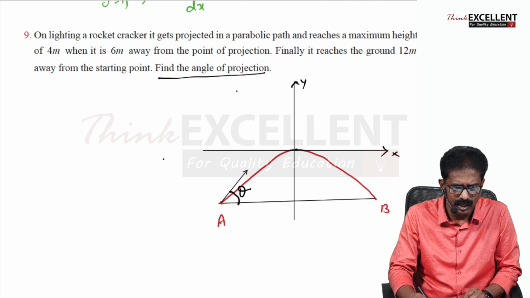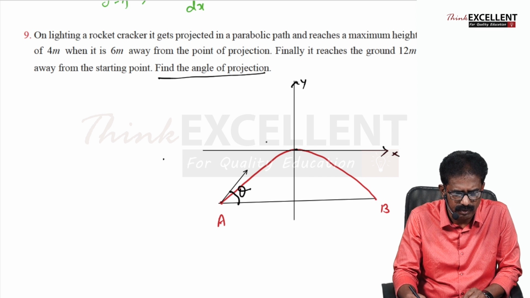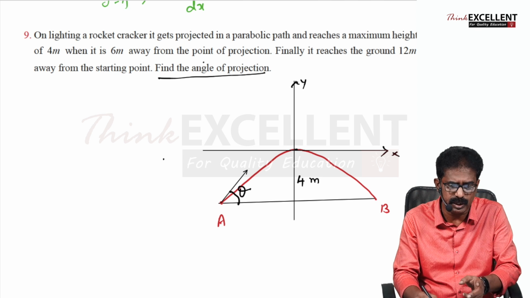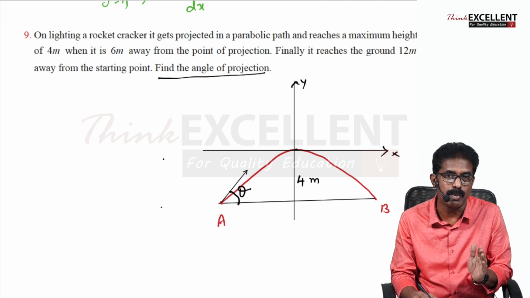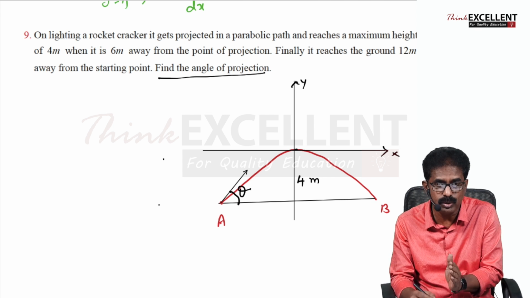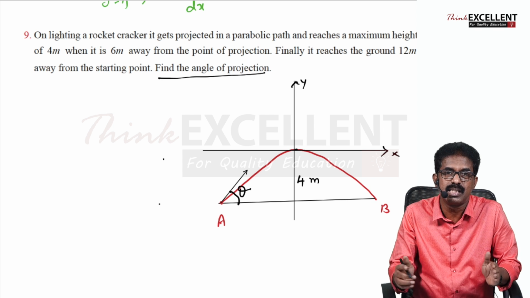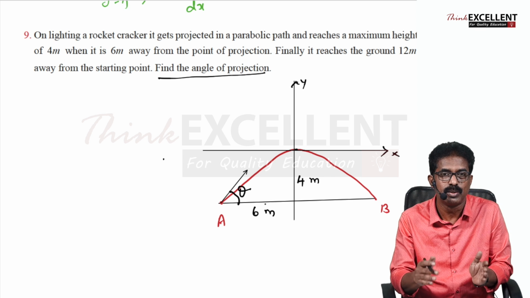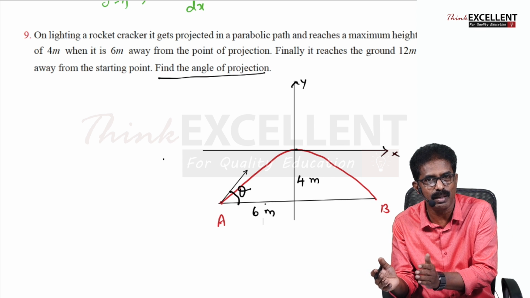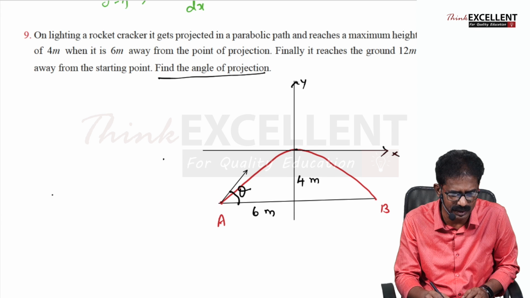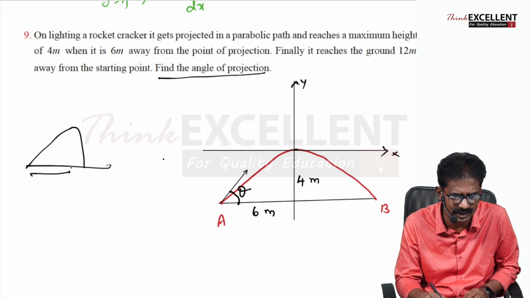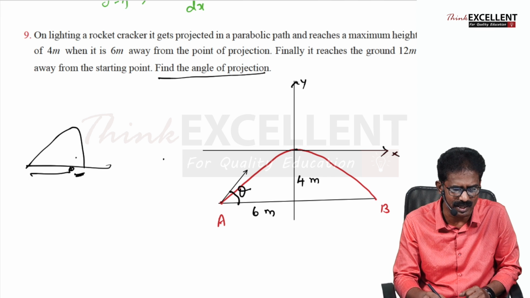Okay. Let us see. The maximum height of 4 meter, when it is 6 meter away from the point of projection. Point of projection is A. So A to the maximum height, that distance is 6 meters. So this is 6, and the other part can also be 6, right? But don't think it's always 6. Suppose it goes up like this and falls like this, then this is 6, but this is not 6. But in this question, it's not like that, okay?